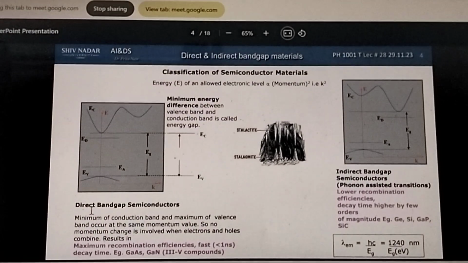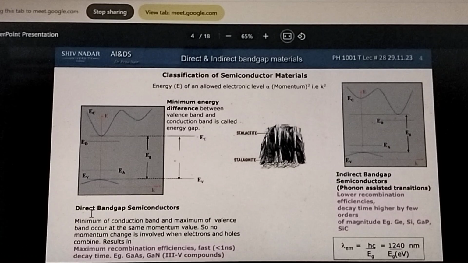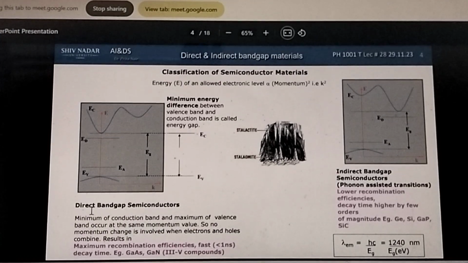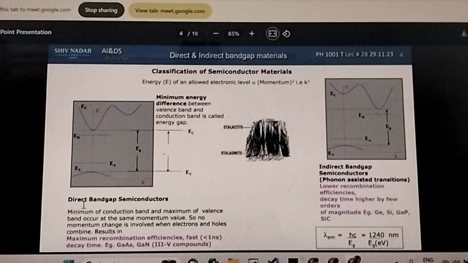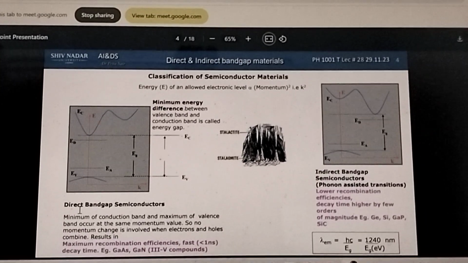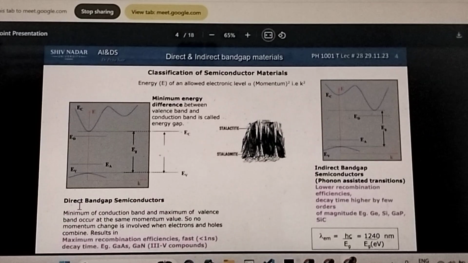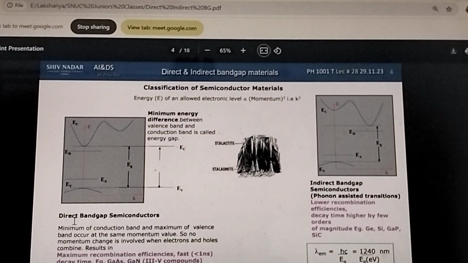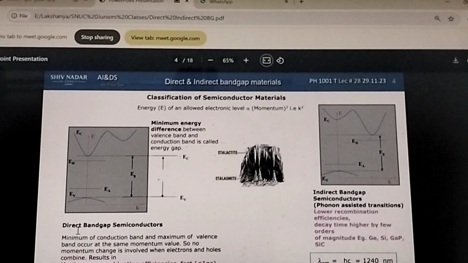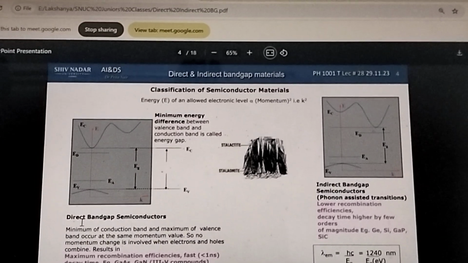So till now we looked at intrinsic, extrinsic. Within extrinsic we looked at n-type and p-type. So that was based on the material. If it's a pure material, it is intrinsic. If you are adding some sort of impurity, that is extrinsic. Within extrinsic, if you are adding a pentavalent element, it is n-type. If it's a trivalent element, it is p-type.